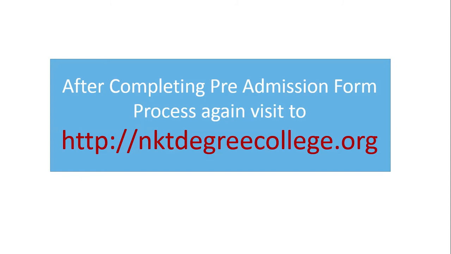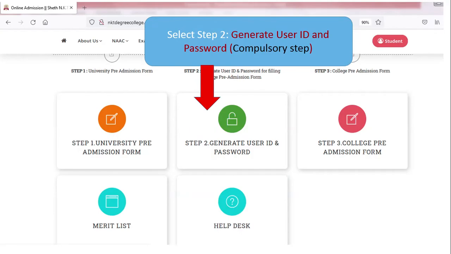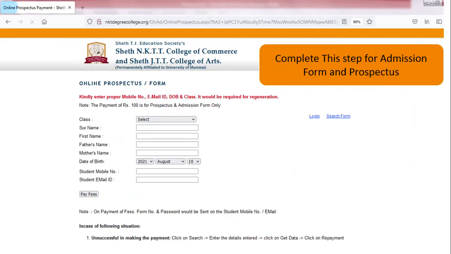After completing your pre-admission process, we have to visit the NKT College website again, nktdegreecollege.org. Now we have to proceed to Step number 2. Here we have to generate the user ID and password, which will be used for the further process. For this we have to pay 100 rupees as the fee for the form. So we have to select the class. Students, please note that for a single class we have to fill one form. If you are willing to apply for a different class, then we have to fill this form multiple times.